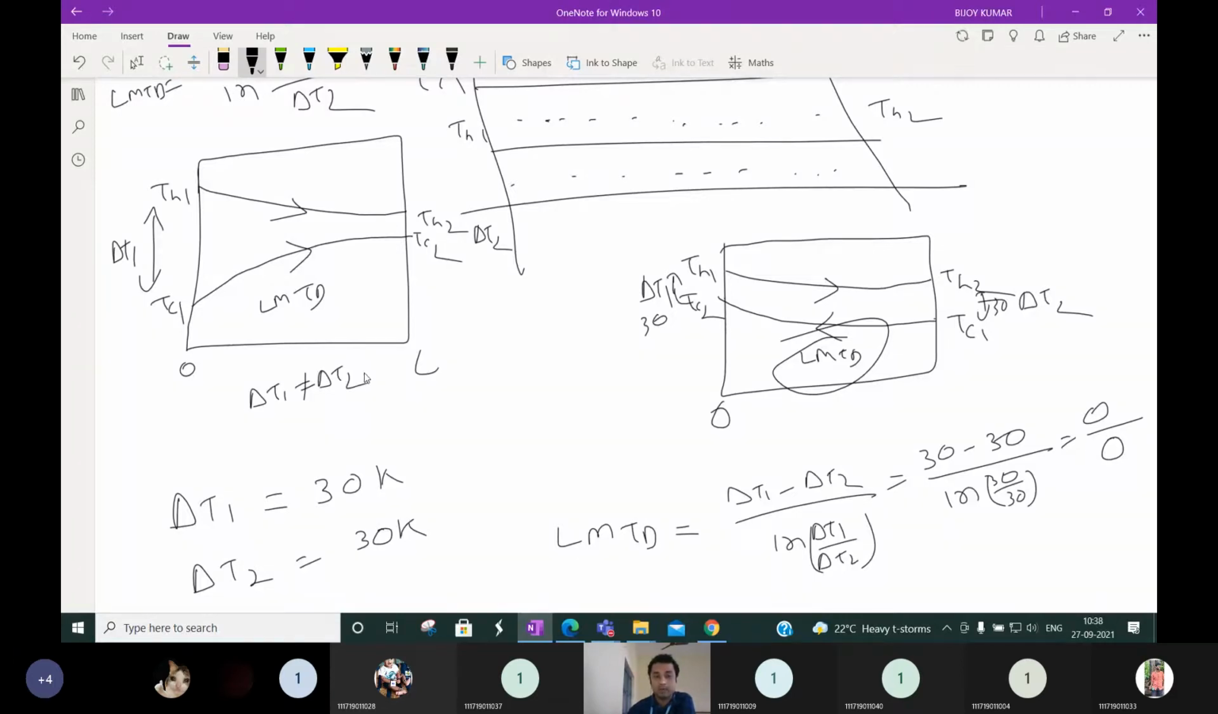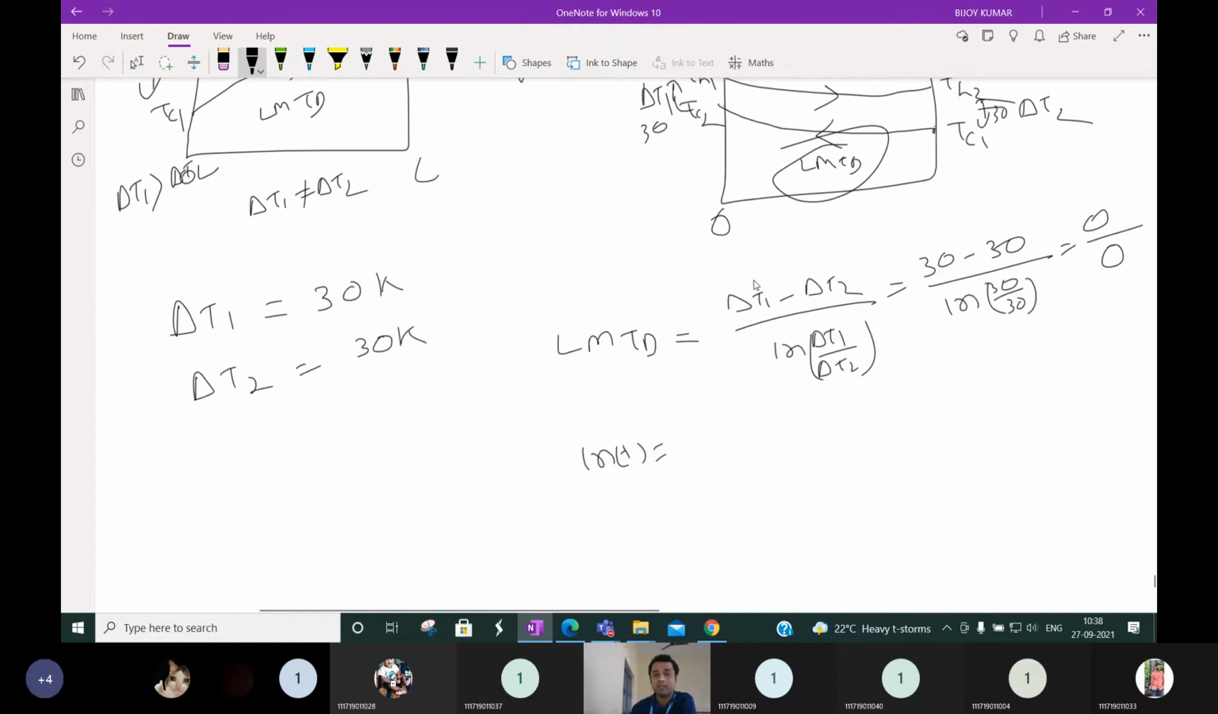Okay, we studied the difference. Always this delta T1 will be greater than delta T2 because both hot fluid and cold fluid are entering at one end. But here what is happening? The hot fluid temperature is decreasing, the cold fluid enters at lower temperature, but at this end the cold fluid temperature is increasing. So the cold fluid temperature may increase to nearly TH1. That's why in a counter flow heat exchanger, delta T1 may be equal to delta T2.